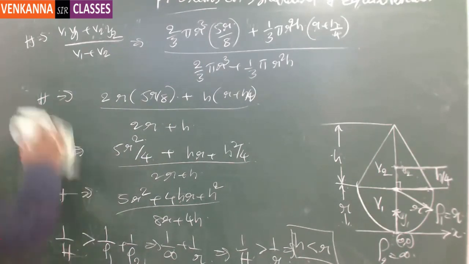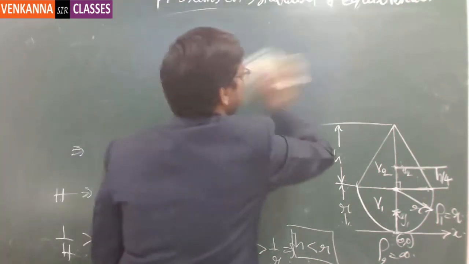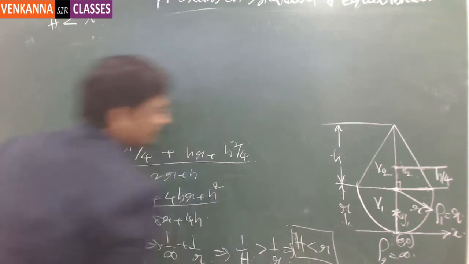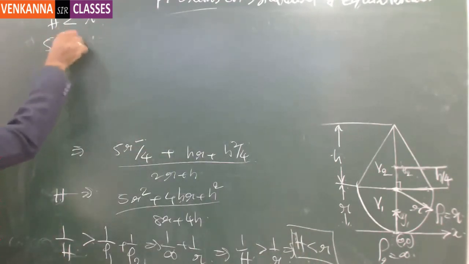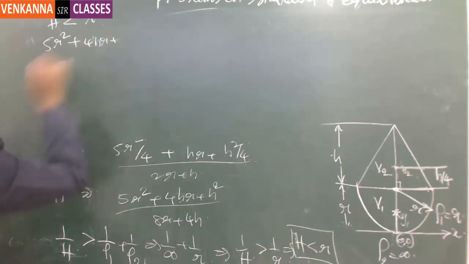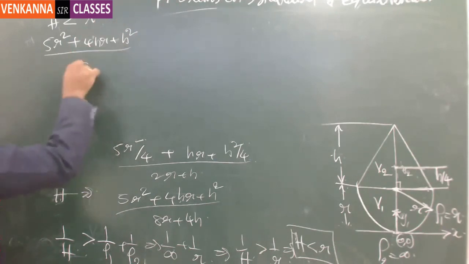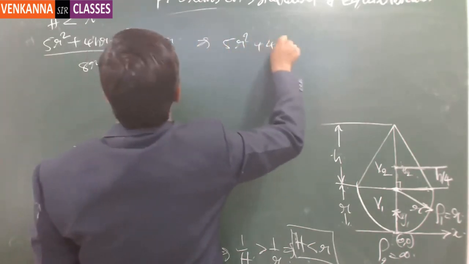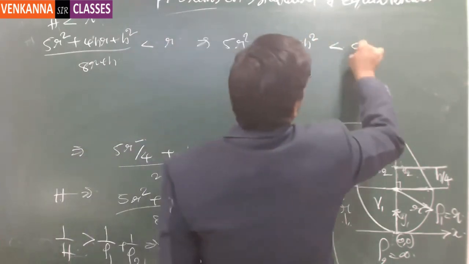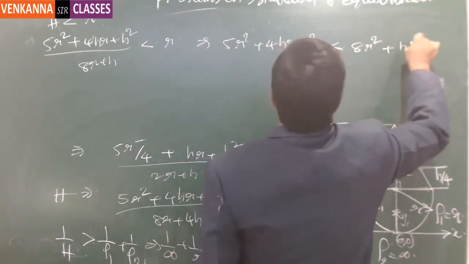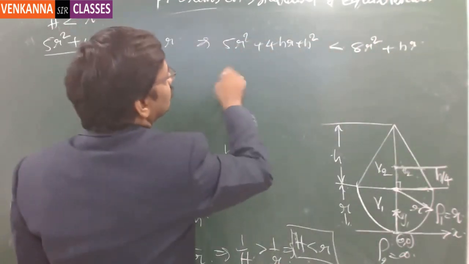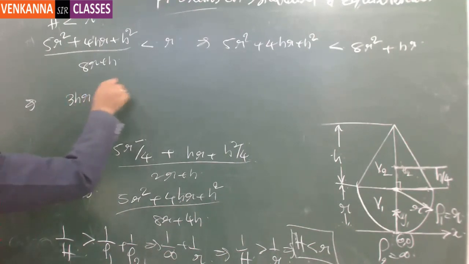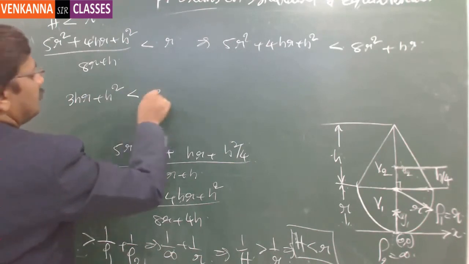Then noted. So if you simplify this further, H should be less than R. So H is (5R square plus 4HR plus H square) divided by (8R plus H), and this should be less than R. It implies 5R square plus 4HR plus H square should be less than 8R square plus HR. Three HR plus H square should be less than 3R square.